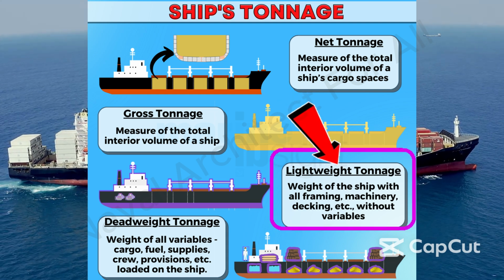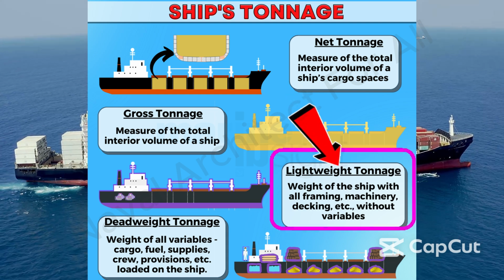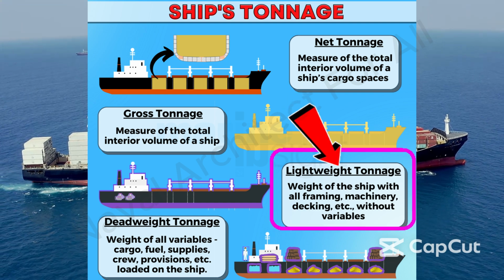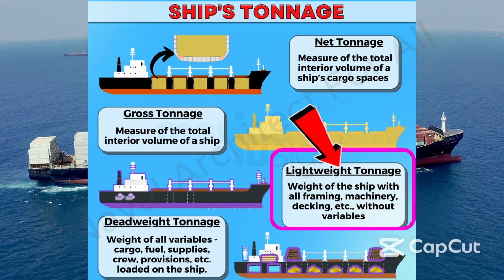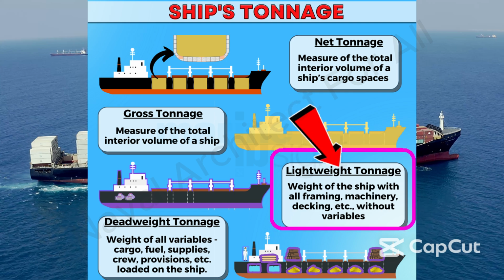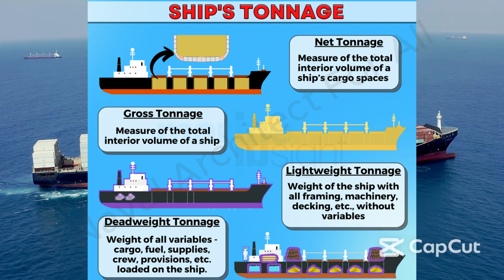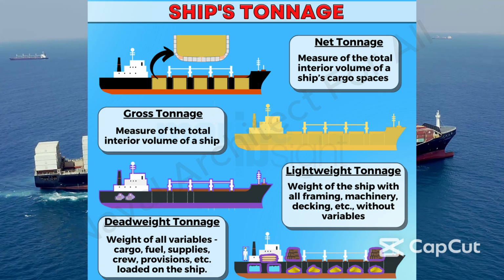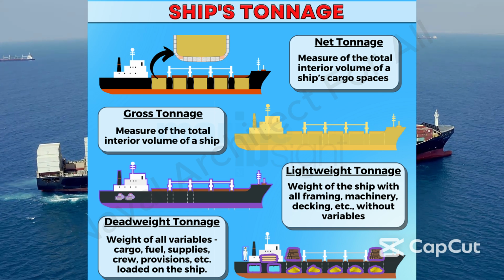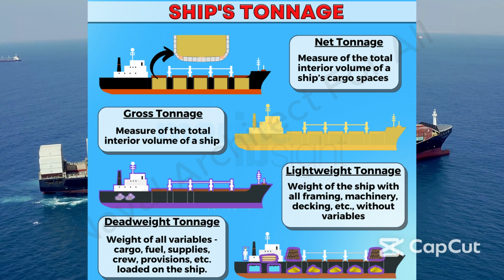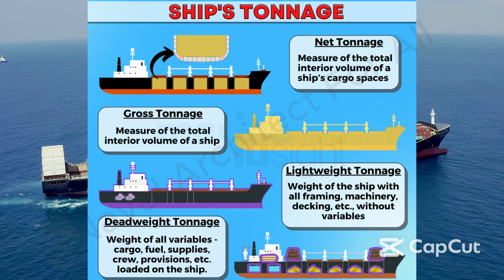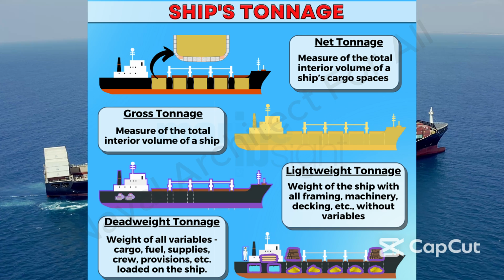5. Lightship or lightweight. Lightship weight, also known as lightweight, is the weight of the ship without any cargo, fuel, ballast water, provisions, passengers, or crew. It includes the weight of the hull, machinery, and permanent equipment. Lightship weight is vital for calculating deadweight and displacement. It is also important during ship design and stability testing, as it serves as the baseline from which other loading conditions are evaluated.